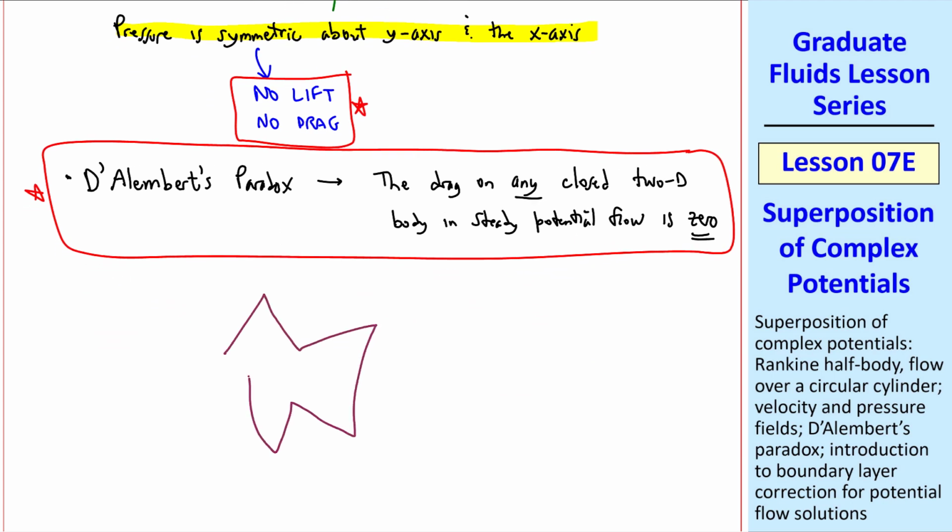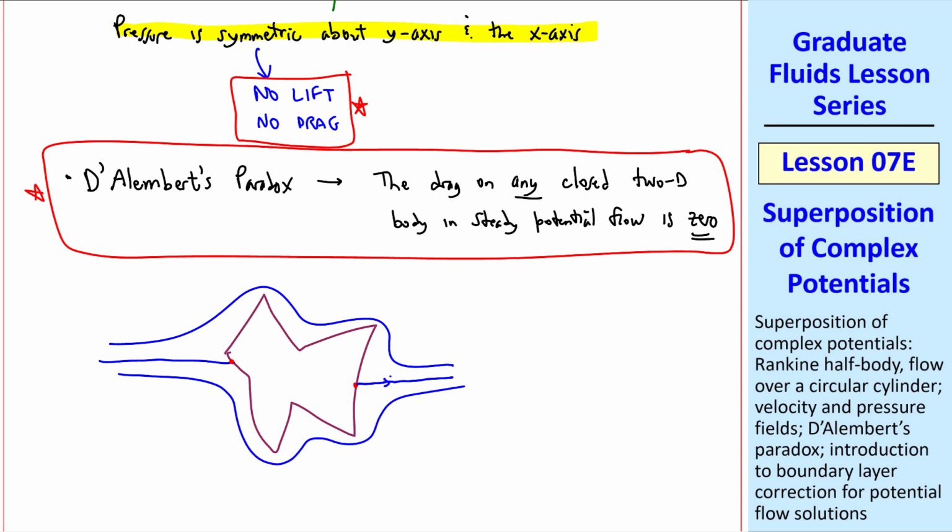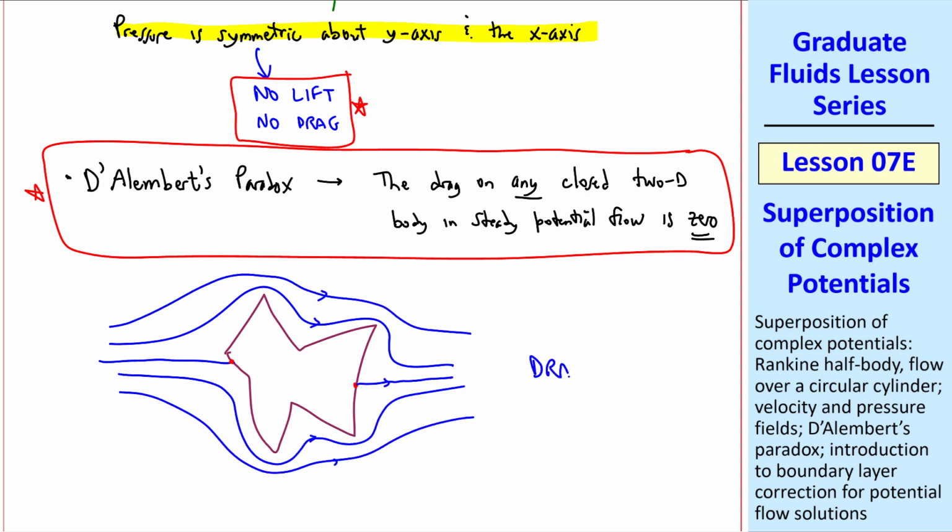Let's take some weird-shaped body like this, for example, that has no symmetry forward and aft or up and down. Potential flow would have some kind of stagnation point at the front and one at the back, and the streamlines would follow the body somewhat like this, and it turns out that the drag is 0. We call it D'Alembert's paradox because we know that this body has to have drag. This result does not agree with physical observation.